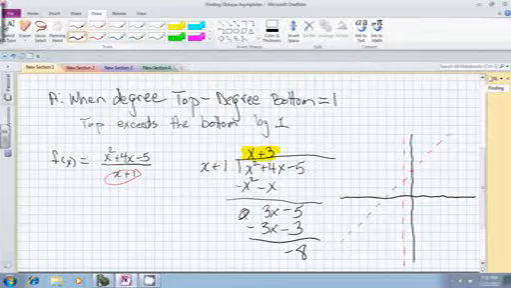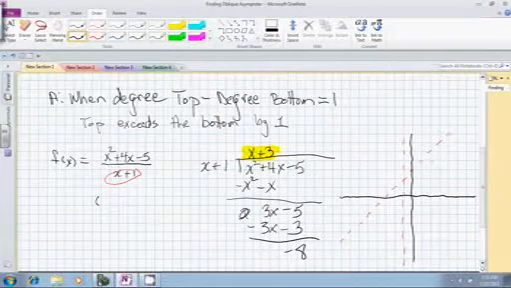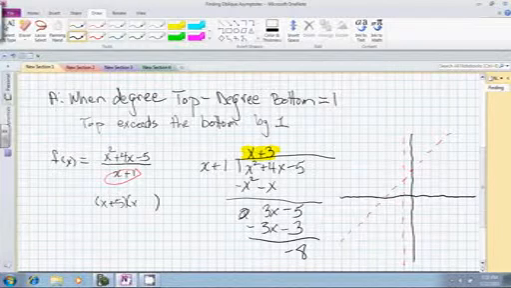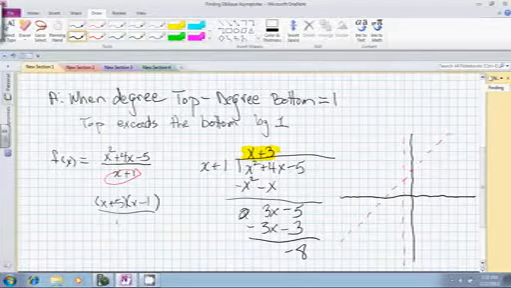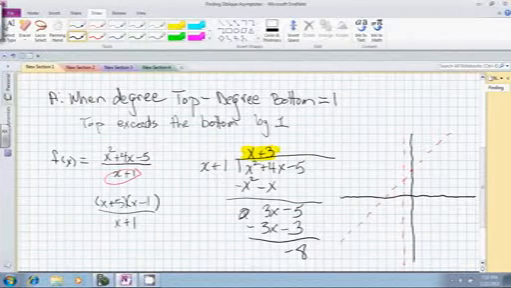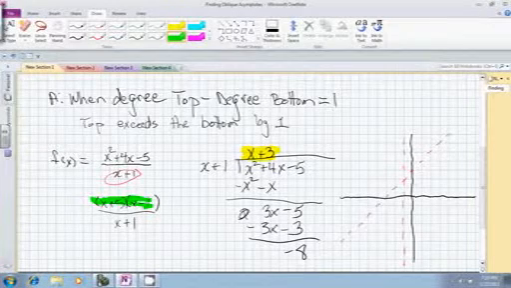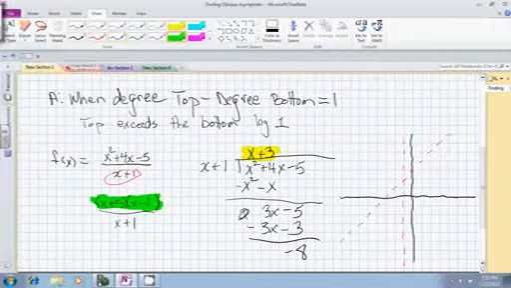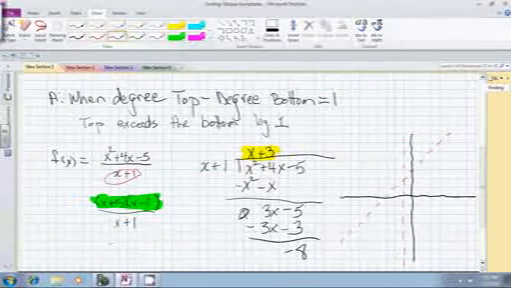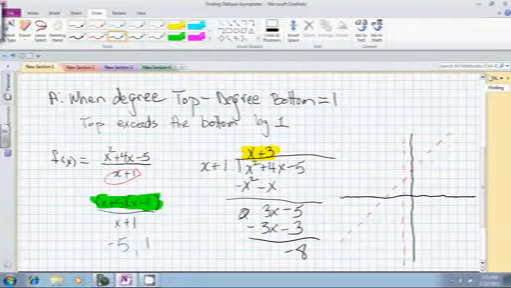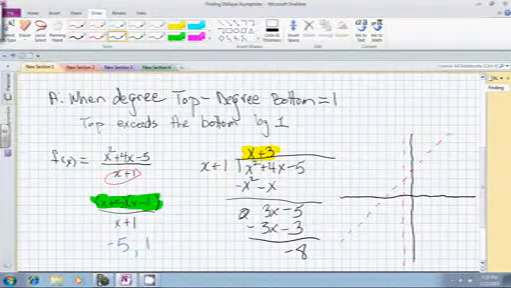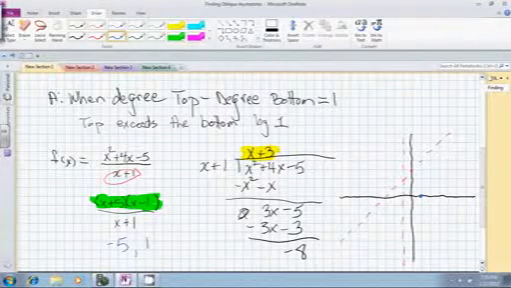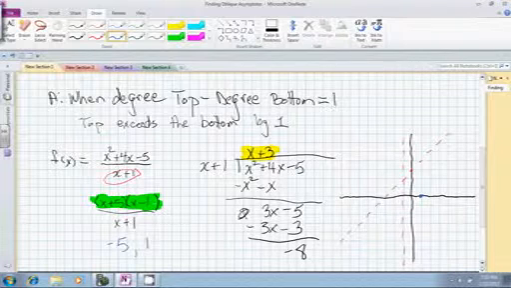So now, if I want to finish my graph, I'll factor the top. That'll factor as x plus 5, x minus 1 over x plus 1. Now when the top is 0, that is an x-intercept. So the x-intercepts for this would be at negative 5 and positive 1. So going back over to my graph, I'm going to cross the x-axis here at 1 and again at negative 5.